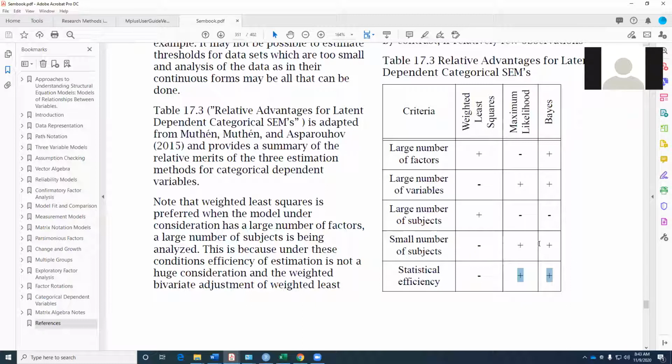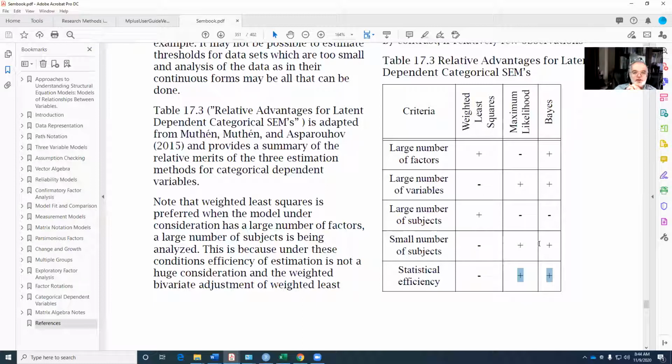So small number of subjects refers to the number of subjects being around 500 or 300. Yeah. They are still small. So what about the number of factors? What do you mean with large number of factors versus small number of factors?